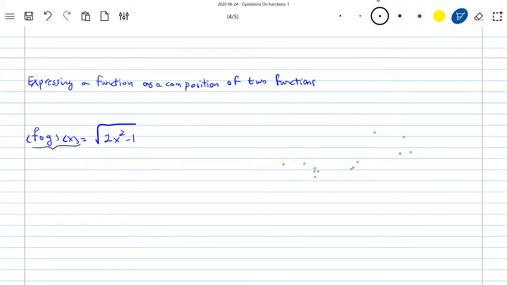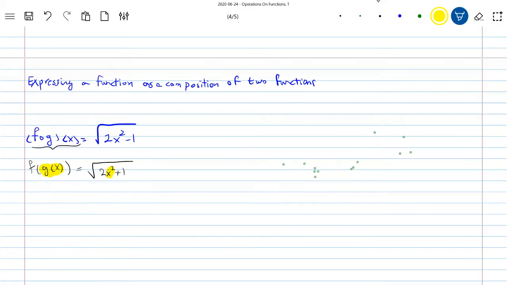Sorry about these dots, they do not go away for some reason. Okay, FOG of x is given as square root of 2x squared plus 1. Here, a simple option is to think about it as f of g of x is given as square root of 2x squared plus 1. You have an input and an output. Here I'm going to highlight an inside function, the g of x. Maybe I'll call it x squared.